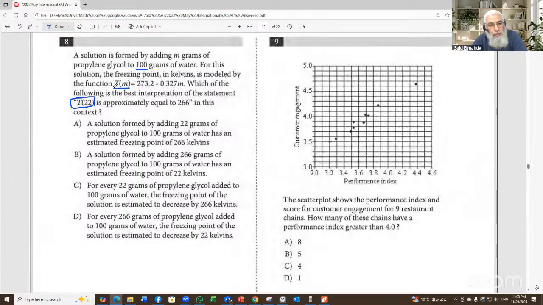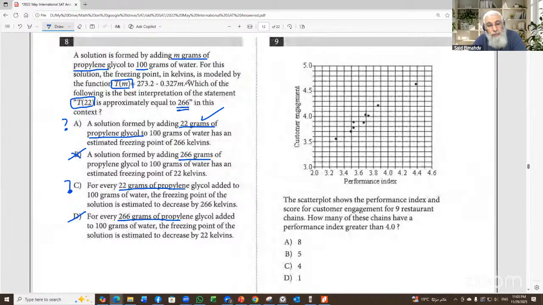T(22) means T(m), and m is m grams of propylene. So we have 22 grams of propylene. 22 grams of propylene. This is correct. 266 grams of propylene. This is incorrect. 22 grams of propylene. This might be correct. And 266 grams of propylene. This is incorrect.